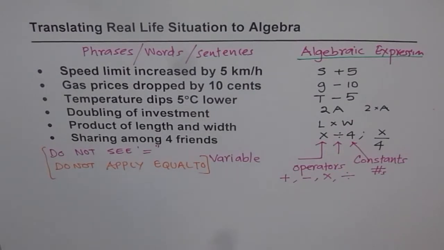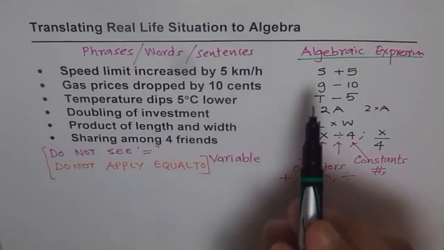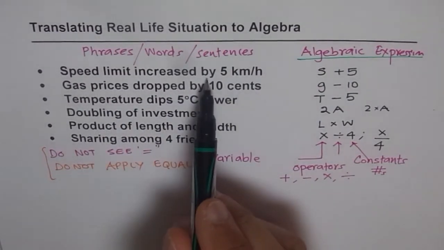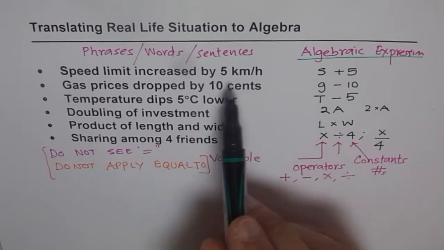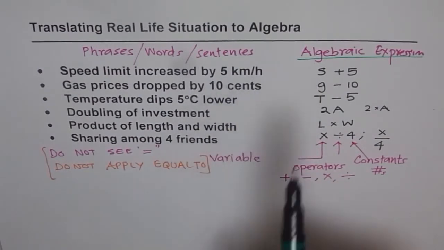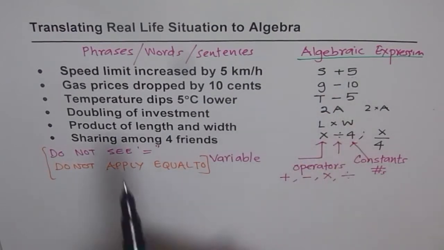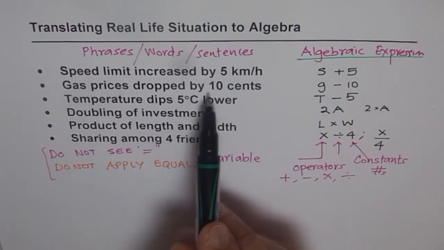And the beauty of an algebraic expression is that it gives you a general way of representing a real life situation, correct? We'll discuss more in detail in the following videos, but I hope you get the concept here. So it is important, when you have a phrase, to first define your variable. Speed limit increased by 5 kilometers an hour. Let the speed be s, then the speed limit increased by 5 kilometers an hour can be written as s plus 5.